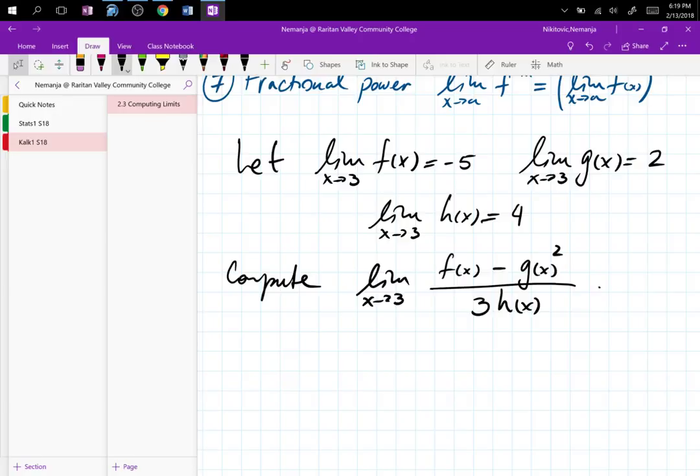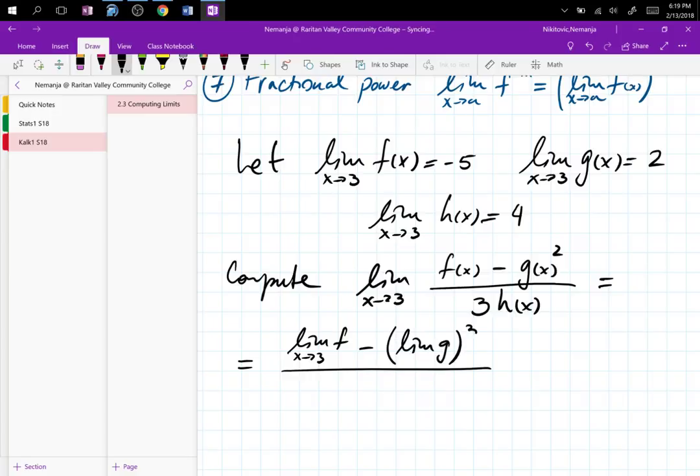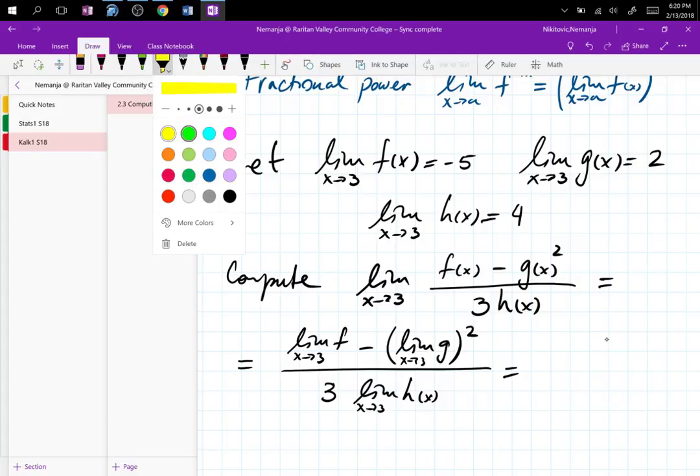The way we deal with this is we just employ the limit laws. So each one of these will have its own limit. So I have this division line, and then I have the limit of f as x goes to 3, minus, open parenthesis, limit of g, close parenthesis, squared. And then we finally have 3 times the limit of h of x as x goes to 3. And now you just replace them like blocks.